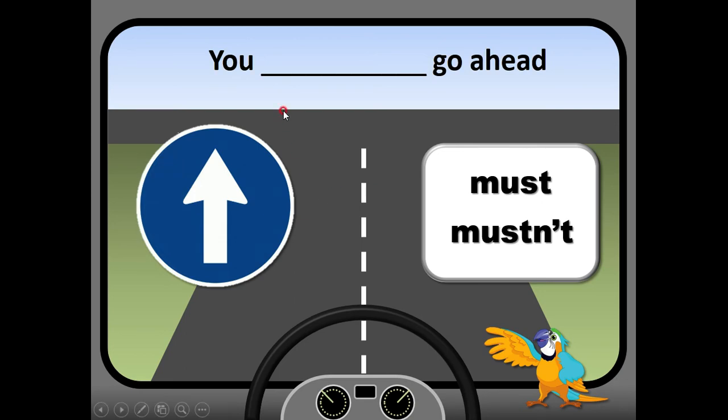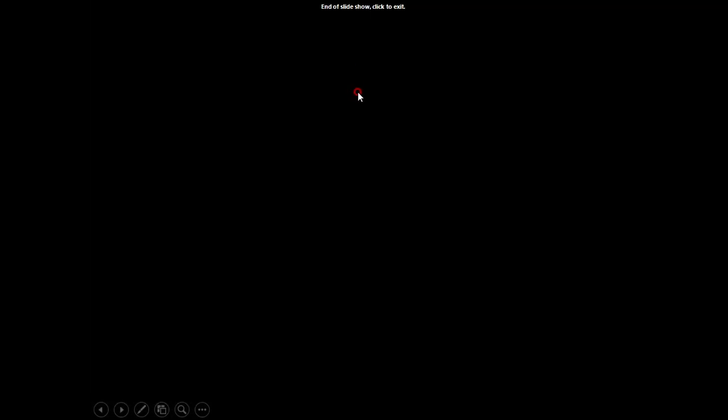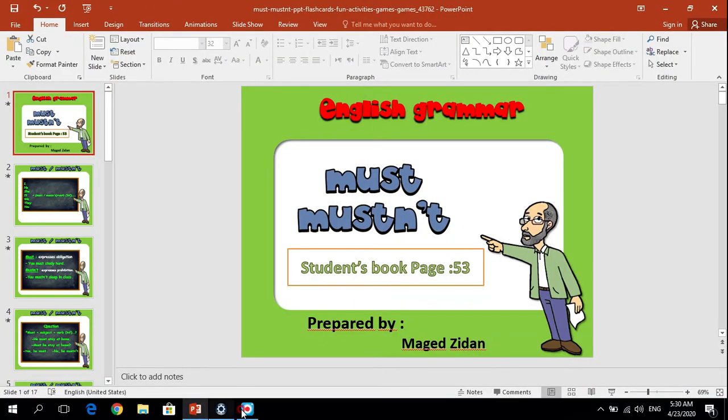The next one, this sign. Before you use must or mustn't, you have to look at the sign first. Try to understand the sign first. After that, you have to decide must or mustn't. You go ahead. You must go ahead. This is the end of our lesson.